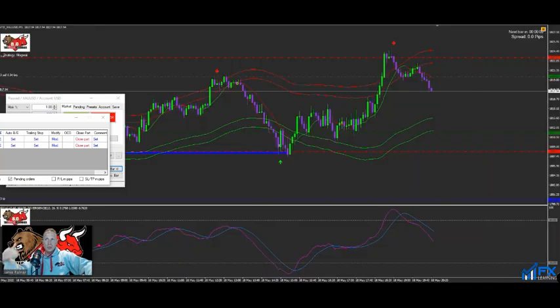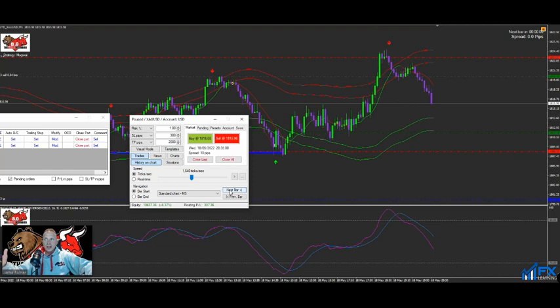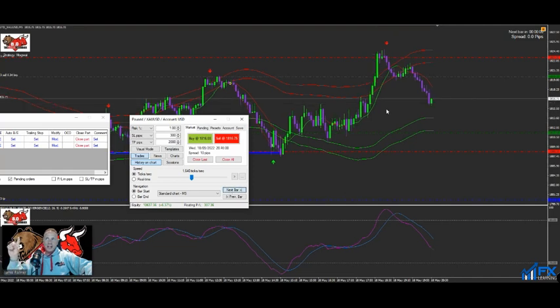Let's do it candlestick by candlestick. So price, okay, here we go here. So I might actually take profit here. This is where I'm going to take profit.